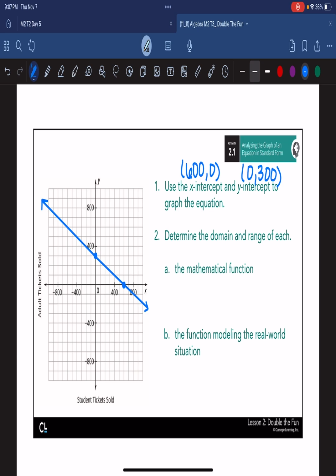Number 2, I'm going to determine the domain and range of each. So this first one says the mathematical function. That's just looking at the function as is altogether. So my domain, remember domain is all possible x values. If we look here, there's an arrow on both sides of my line. That means that they're going to be going on forever. So my domain will be all real numbers.